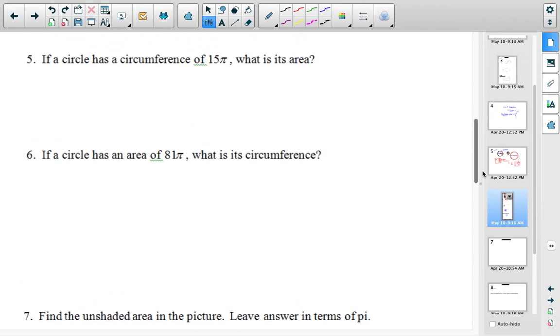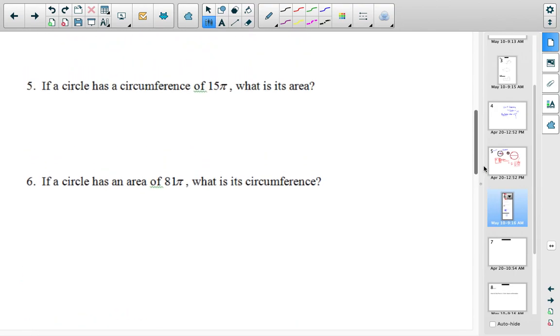I want to do a couple of these word problems because these tend to challenge students a little bit, so I want to make sure we feel comfortable with them. If a circle has a circumference of 15 pi, what is its area? So in these ones, in order to find area, I got to have r. And right now, this problem doesn't give me r. It gives me circumference, a number, and I need to solve for r.